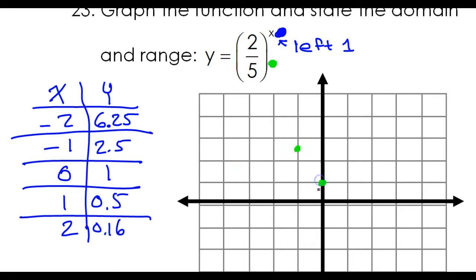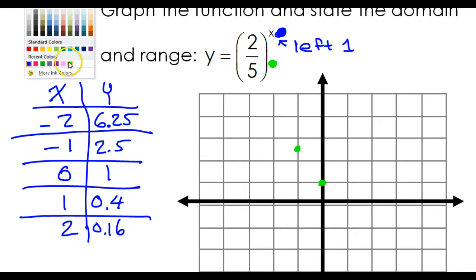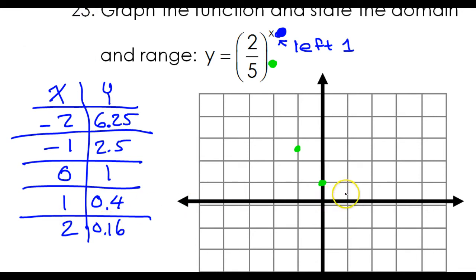0, comma 1. Wait, that should have been 0.4. Why did I put 0.5? 0.4, my friends. I lie. Okay, sorry. 1, comma 0.4. It's just a little bit less than half. And then 2 is 0.16, alright? It's going to be really close to the line. Okay, it's kind of irritating me that this is not on the line, but whatever.